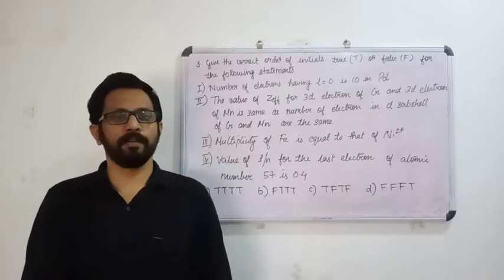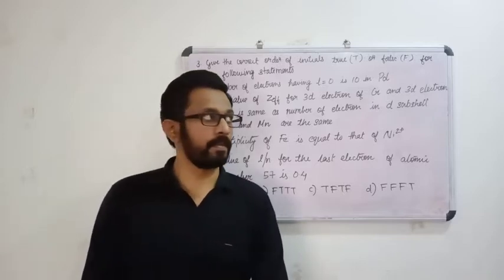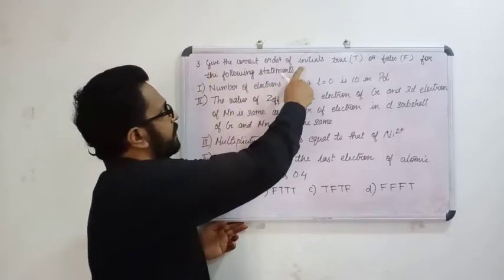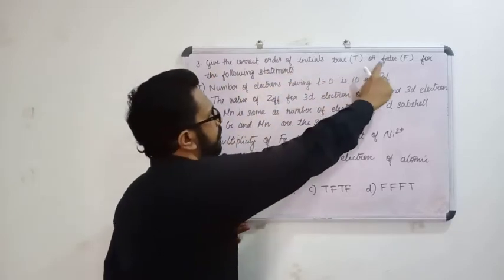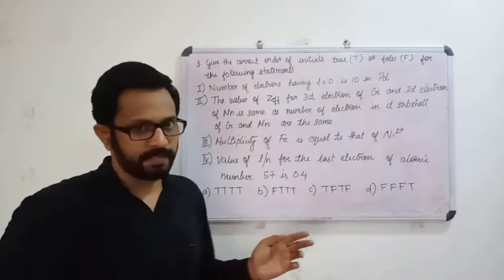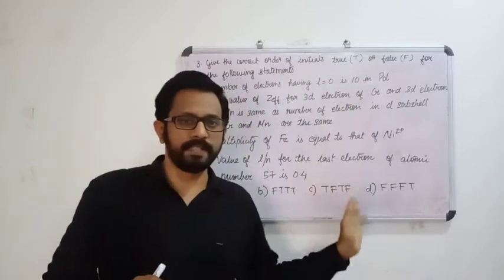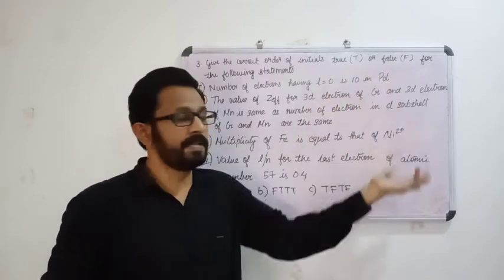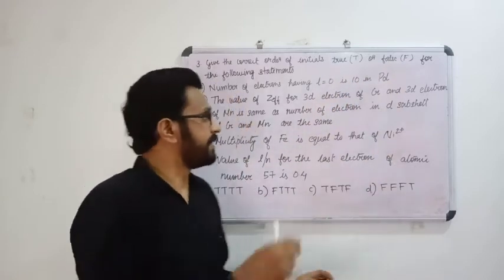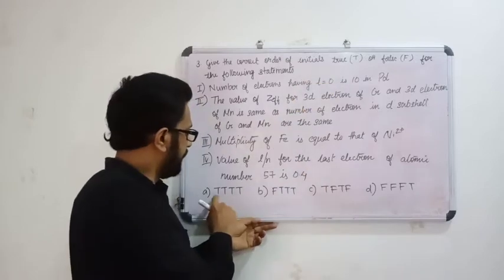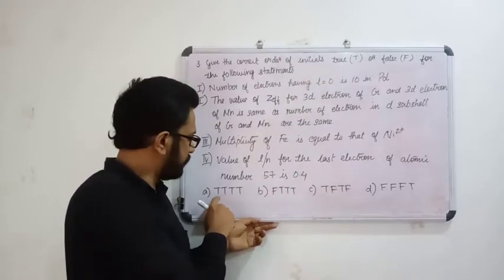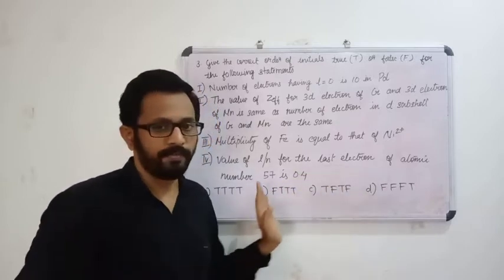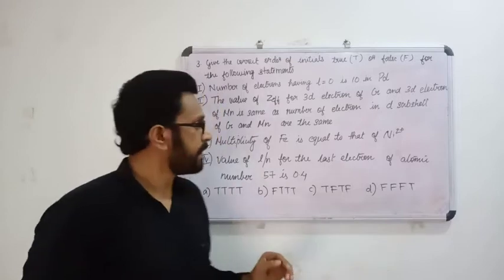Now we'll solve a question in chemistry. Okay, so this is the question. Give the correct order of initials, true or false, for the following statements. There are four statements given in the question, and we have to find out whether those statements are true or false, and after that we have to write the order like TTFT, meaning true, true, false, true. Which one is correct, that we need to find out. We have got four options.